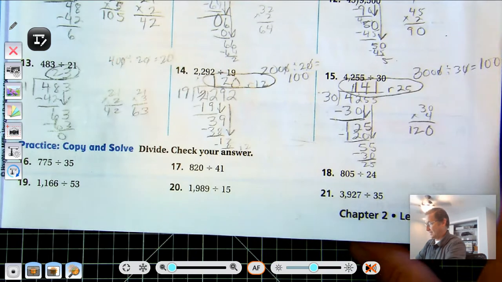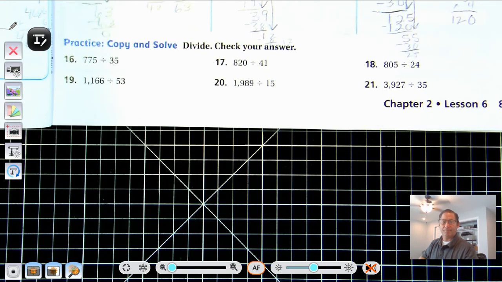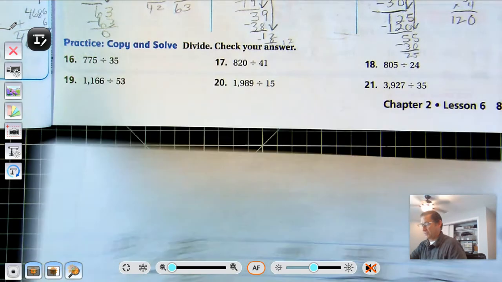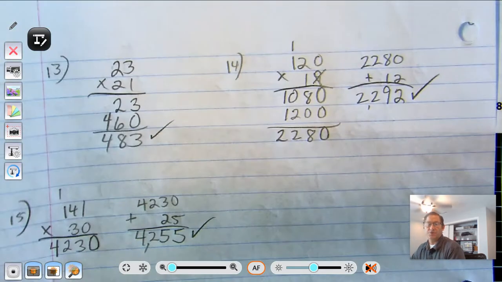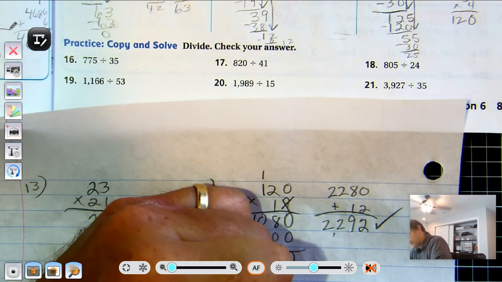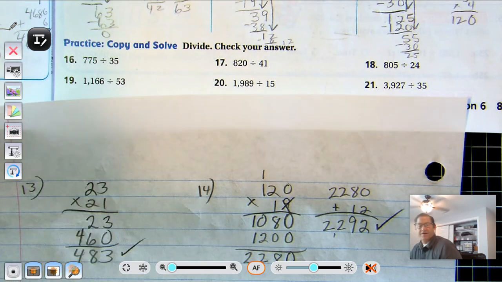All right, 16 through 21. More of the same. So we're just going to divide and check our answer. There's not enough space on our book here to do all the work, so make sure you do it on a scratch piece of paper. So number 16. 775 divided by 35.